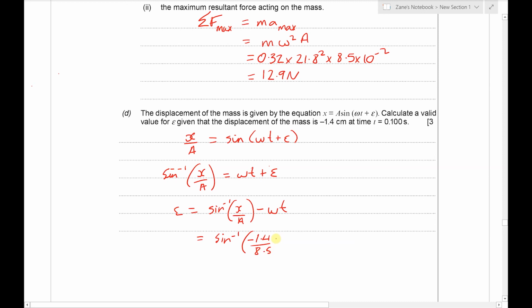Now note, because they're both in centimetres, there's no need to convert them into metres. And then take away 21.8 for omega times t. Now make sure your calculator is in radians mode, otherwise you won't get the correct answer here. And putting those values into the calculator, we end up with minus 2.35 with a unit of radians.